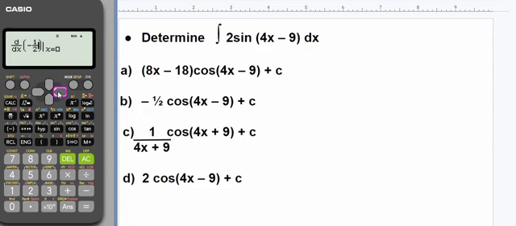Come over to this side, which is cos 4x minus 9, right? So you're pressing 4 alpha x minus 9. Then you close your bracket. Make sure you always close your bracket, because if you do not keep this uniform, you won't get an answer. It will just tell you syntax error and you start looking for why you are getting the wrong answer. So make sure your brackets are always uniform in that part.